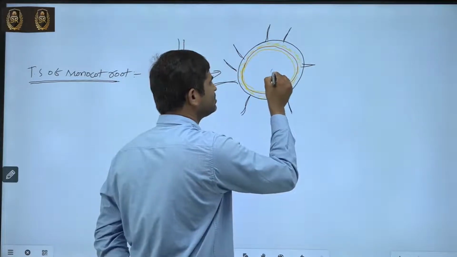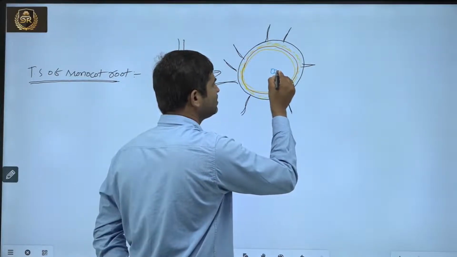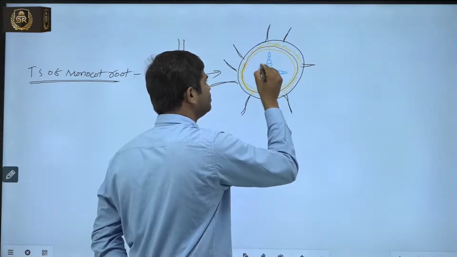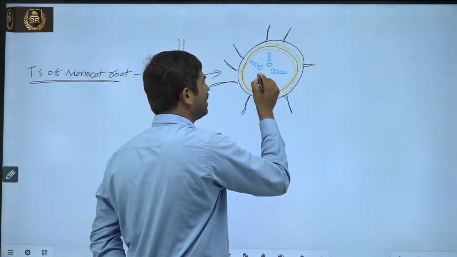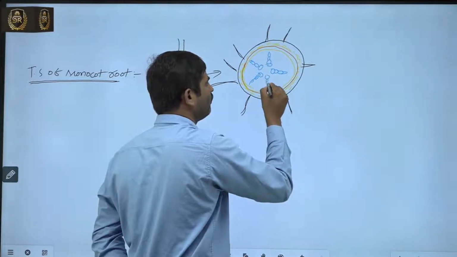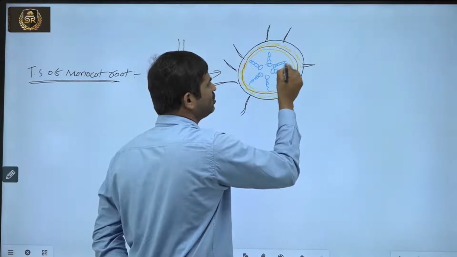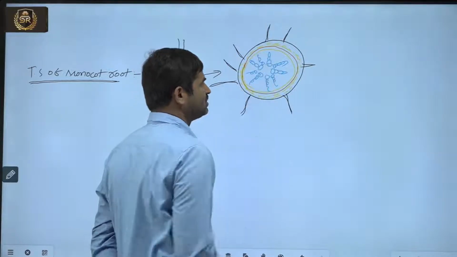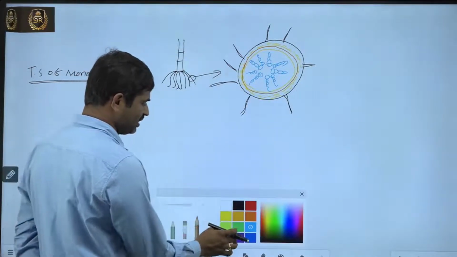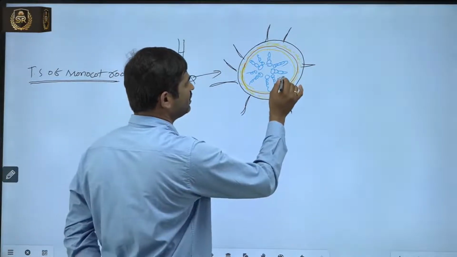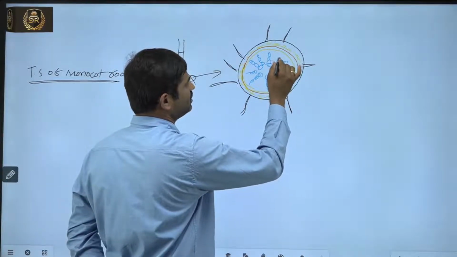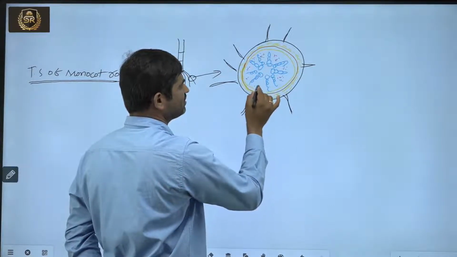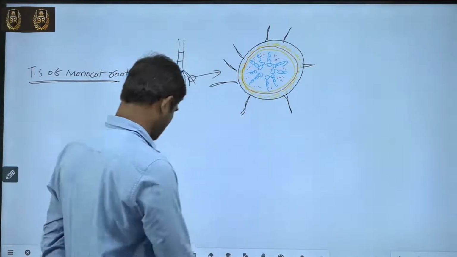Next, vascular tissue. Vascular tissue means xylem and phloem tissues are present. This is xylem. Internally, phloem. These are xylem and phloem. The center one is called the pith part.